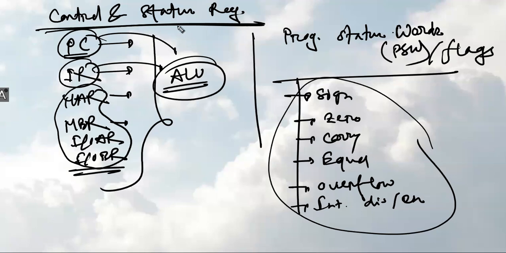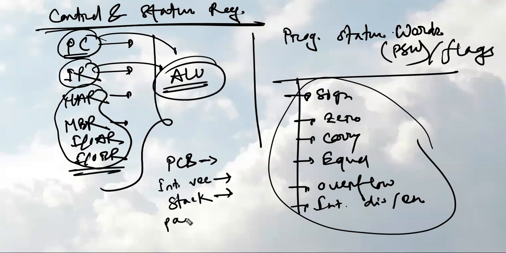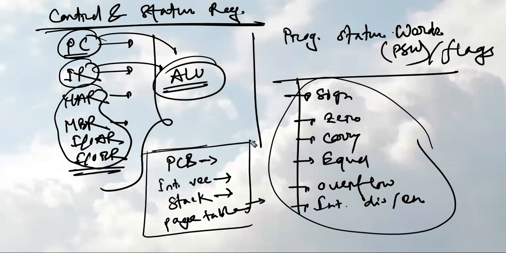Also, there are some other control registers, for example PCB. What is PCB? Do you know? What is an interrupt vector? What is a stack? What is a base table? Have you heard those terms earlier? PCB, interrupt vector, stack, base table.